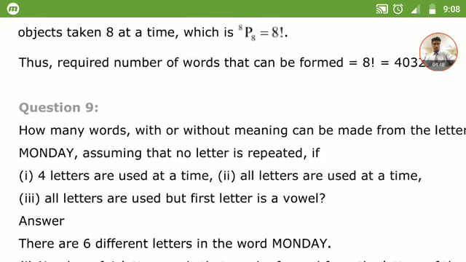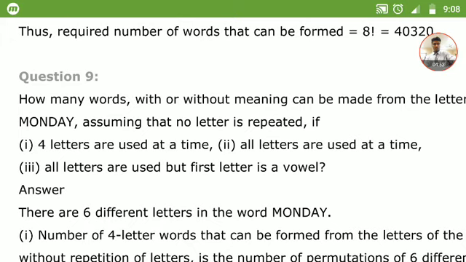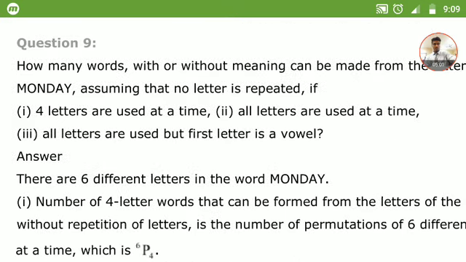In how many ways can words, with or without meaning, be formed from MONDAY, 4 letters at a time? MONDAY has 6 letters, so 6P4. Solve it, you'll get the answer. All letters used once at a time, that is 6P6.